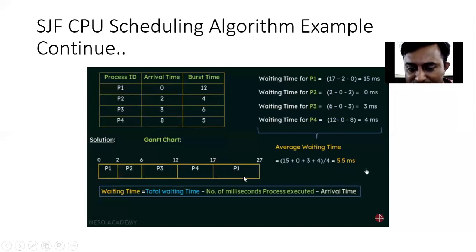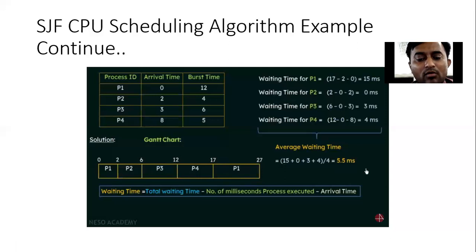So P1 will start its execution at unit 17, but it will execute its task for 10 units only instead of 12, because P1 was scheduled previously and has already executed for 2 units of time. So 17 plus 10 is equal to 27. So up to 27 P1 will be executed. In this way you can prepare the Gantt chart of the preemptive SJF CPU scheduling algorithm.